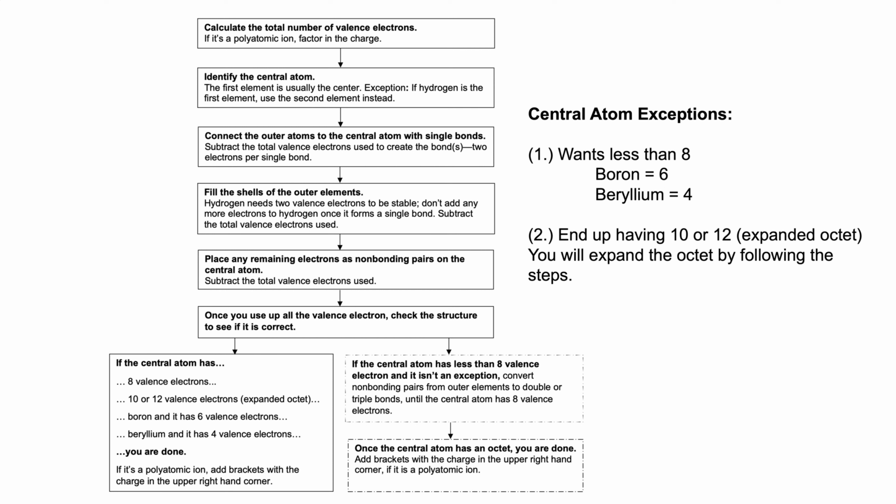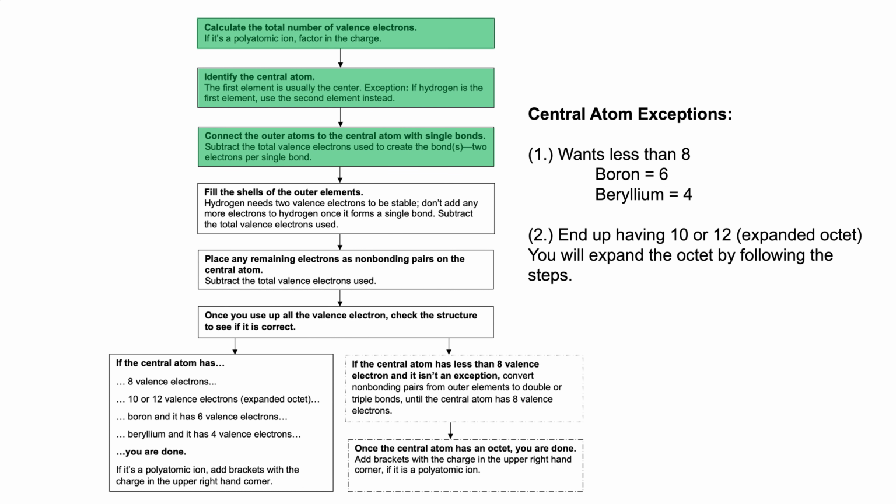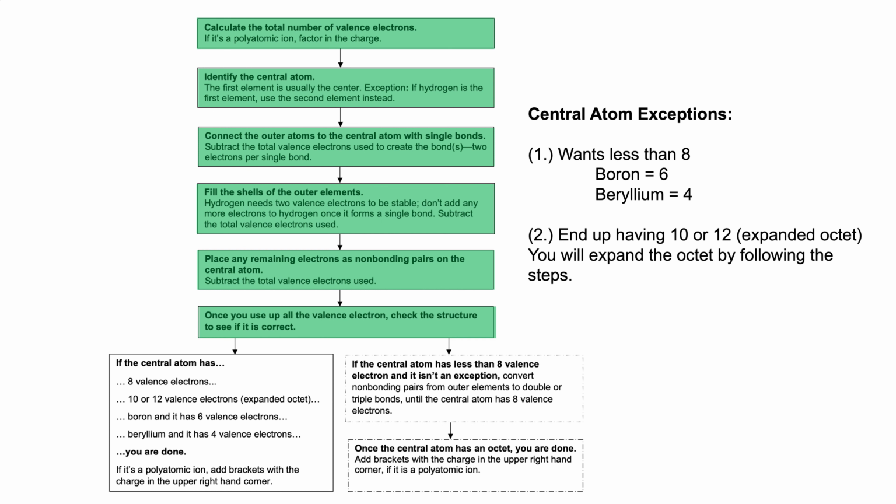We know the basic steps for drawing a Lewis structure include calculating the total number of valence electrons in the inventory, identifying the central atom, placing the outer atoms around it, and connecting each outer atom to that central one with a single bond. We then know to fill the shells of the outer elements, place any remaining electrons as non-bonding pairs on the central atom. Then once you use up all of the electrons and you have zero left over, you check the structure.